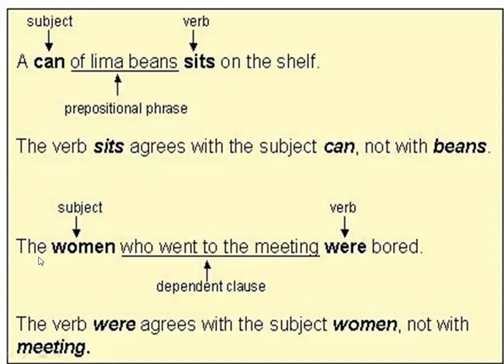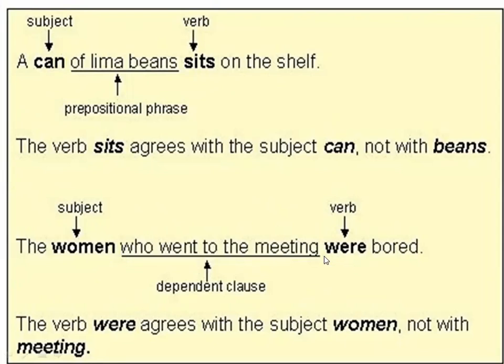See the second example: the women who went to the meeting were bored. Means we are talking here about a plural subject. Women, this is the plural form of woman. We are talking about more than one woman. So we have to use a plural verb here, which will not be was, it will be were, because for plural we use were, not was.